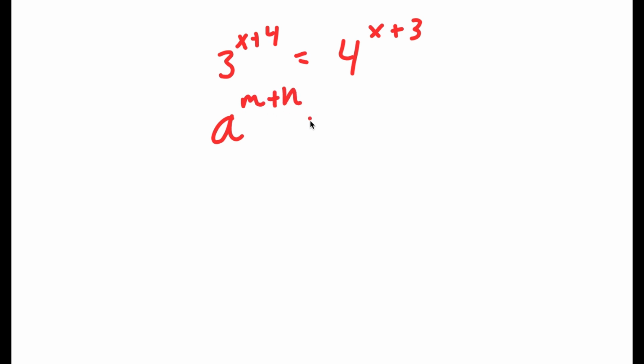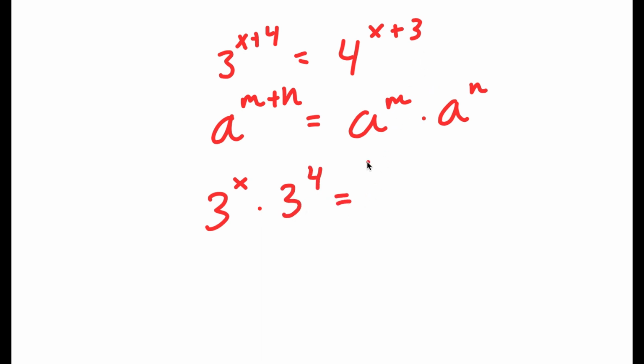Alright, so in this problem, I have 3 to the power of x plus 4 is equal to 4 to the power of x plus 3. So now to solve this, I'm going to first start by using the property that states that if I have something in the form a to the power of m plus n, this is equal to a to the power of m times a to the power of n. So 3 to the power of x plus 4, that's going to equal 3 to the power of x times 3 to the power of 4.